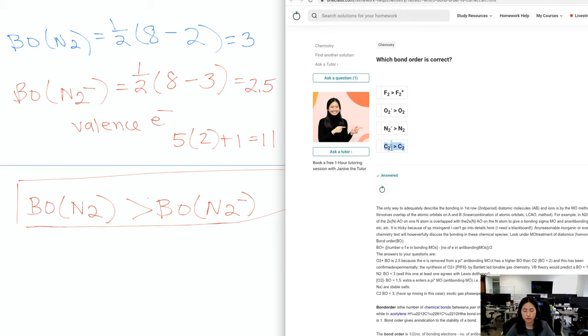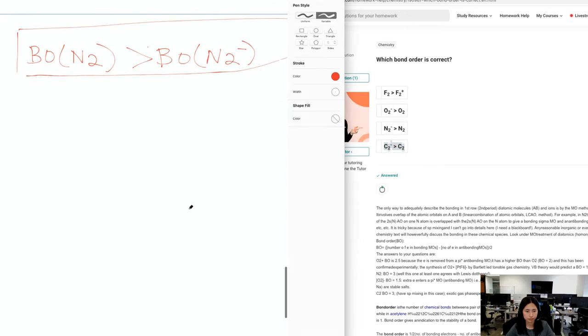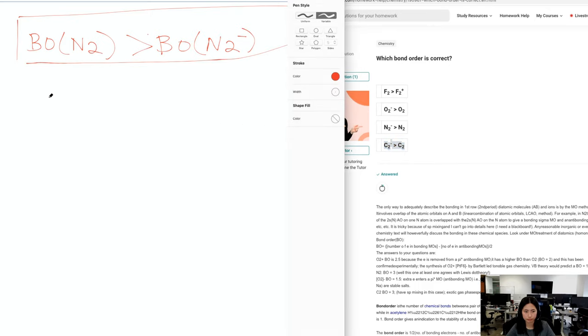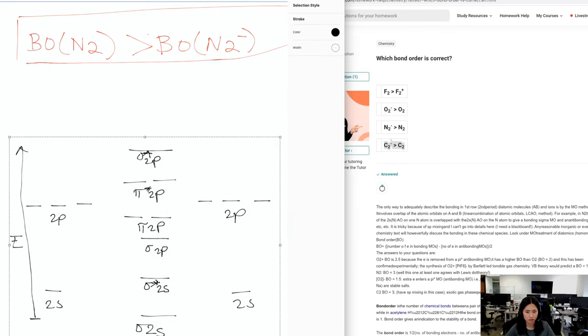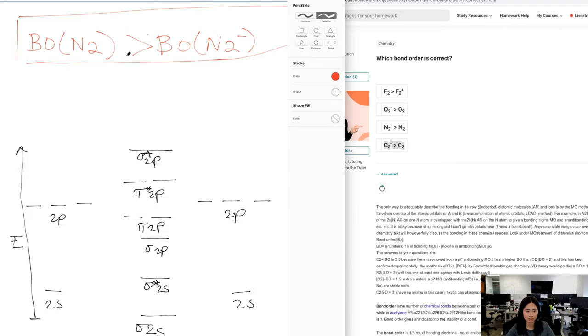And then you have C2 minus and C2, right? Okay, so we're gonna do the copy and paste thing again, so we don't have to draw this one more time. Okay, now we're looking at carbon. Okay, so carbon, basically valence electrons of C2. I'll start with C2.